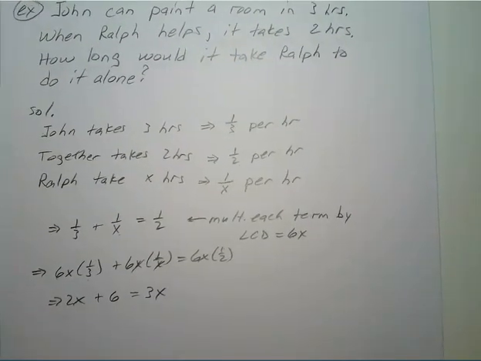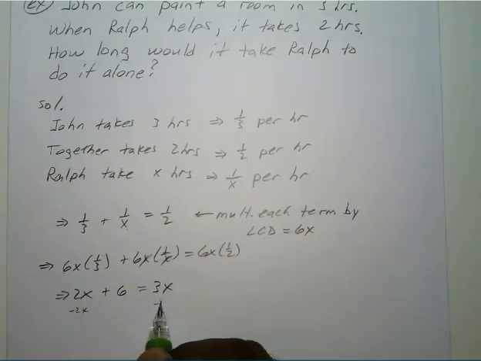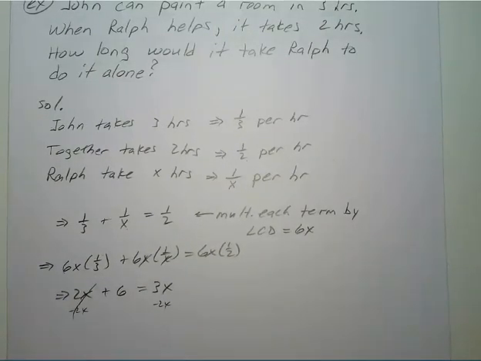Okay, so now we just solve for x. We subtract 2x from both sides. We see that 3x minus 2x is x, so x is equal to 6. Okay, so it takes Ralph 6 hours to do it by himself.